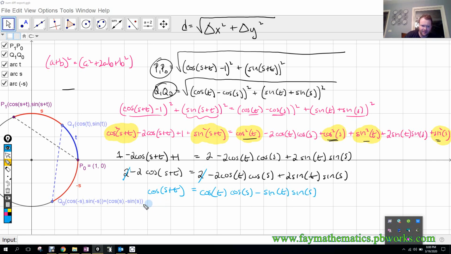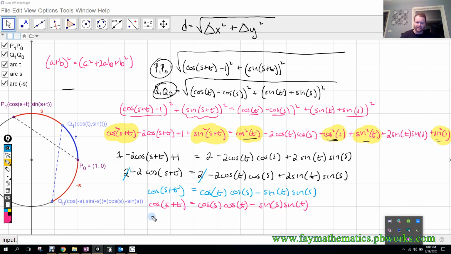Usually, just to match the form and make it easy to remember, we write this as cosine of s plus t, and then put these in the same order. So it'd be cosine s cosine t minus sine of s sine of t, and it just allows us to jockey those around.